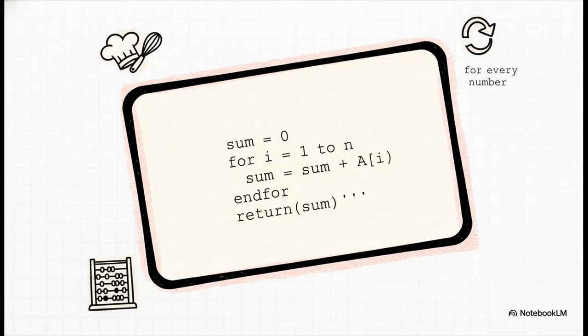So here's what our little recipe looks like written down in something called pseudocode. Now, this isn't a real programming language. It's more like a middle ground, a way for us humans to read the logic without getting bogged down in code syntax. And the logic is simple. Start a running total, sum, at 0. Then, for every single number in the list, you add it to that total. When you're all done, you just return whatever that final sum is.